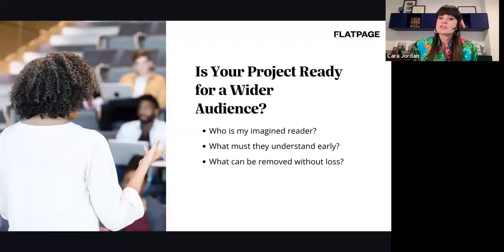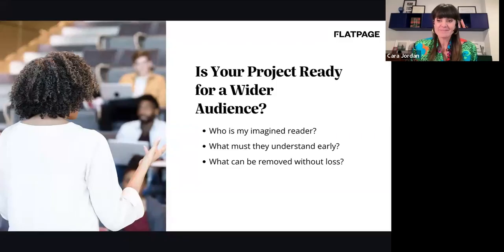What do they need to understand early in order to understand the text? And sometimes this is a lot different from what you're doing in academic writing, where you're already presuming that the reader, the peer reviewer, already has background. Most of our intellectually curious readers don't necessarily have a background in these very specialist topics, as we all probably know. And what can be removed without loss? And sometimes this is the hardest part for us as writers, for sure.